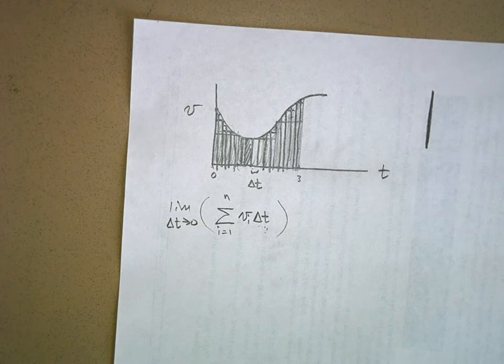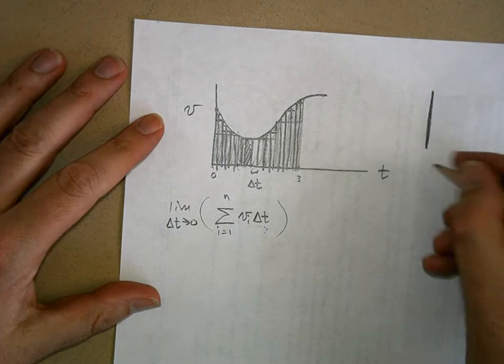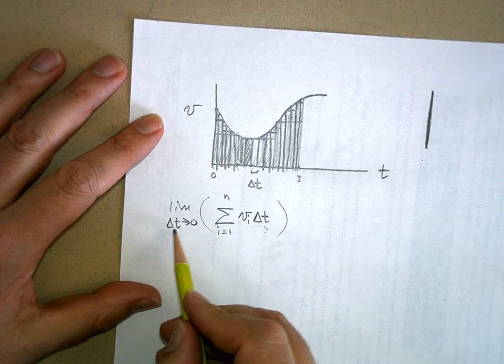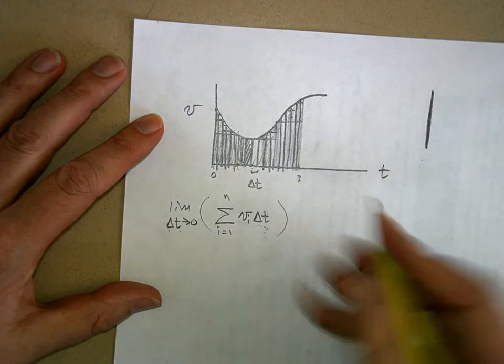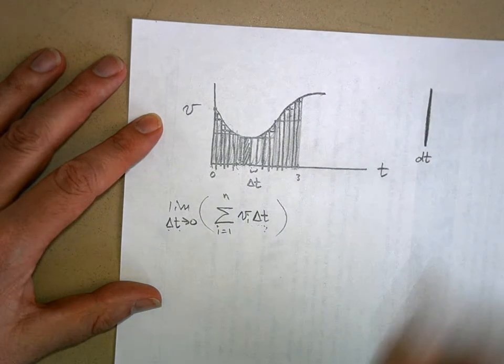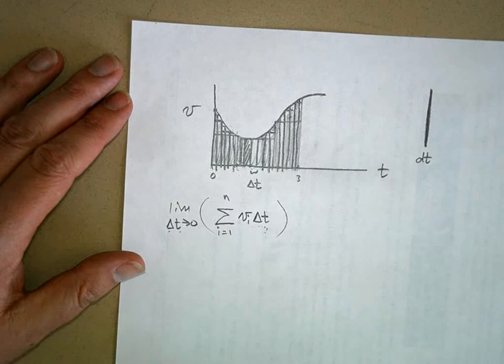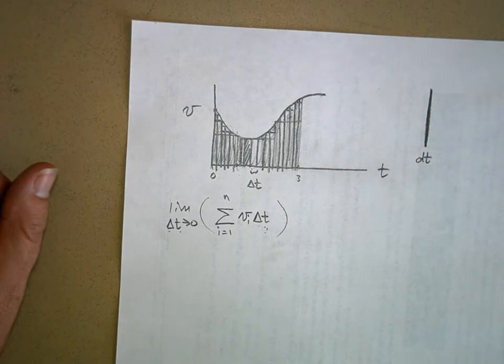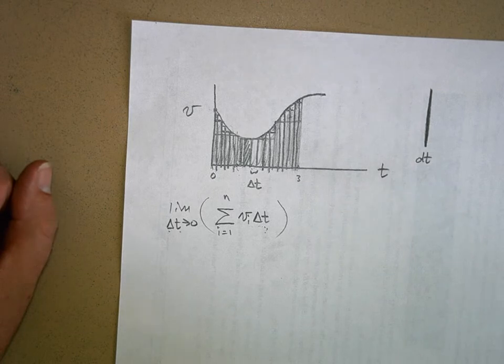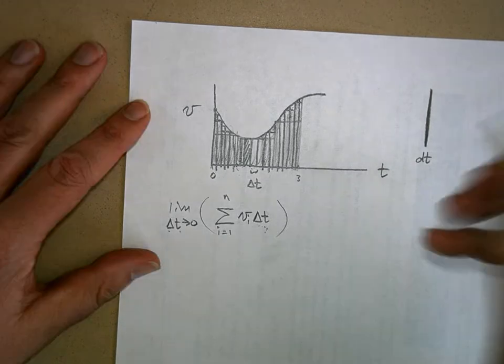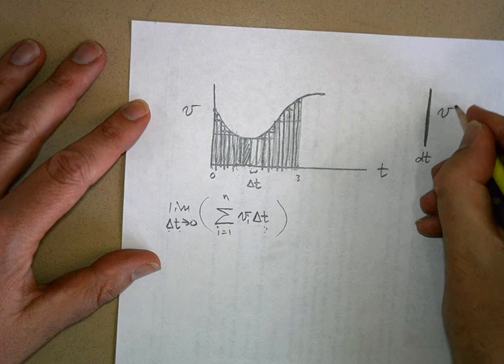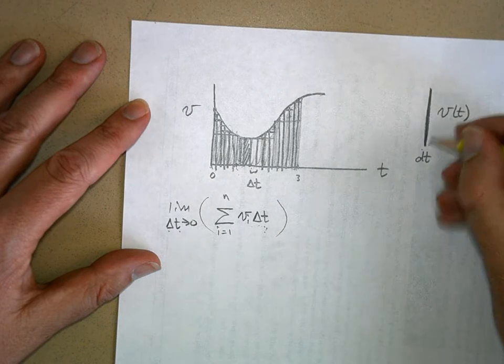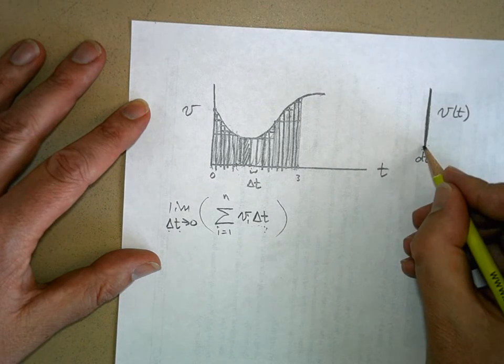Okay? But it is a rectangle, and when you let delta t shrink to 0, we call it dt. That's what dt means. It means it's infinitesimal. It's delta t shrinking to 0. It is not 0, but it is shrinking to 0. And this is v of t, at some time t.